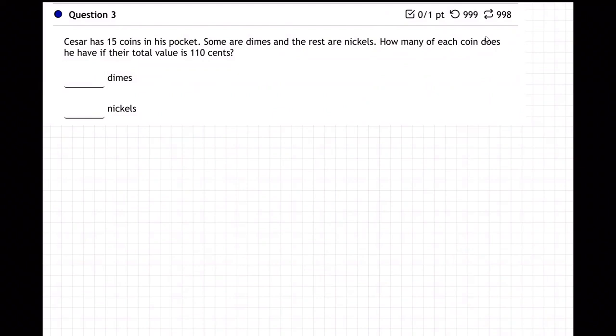Let's start with this first fact. Caesar has 15 coins in his pocket. So we're going to have one equation first off that's all about number of coins. And that's going to be dimes plus nickels equals 15. That's just number of coins. So the number of dimes plus number of nickels is 15. Again, I'm using meaningful letters, D and N for dimes and nickels. You could just use X and Y if you want to, but I think it's easier to use meaningful letters.